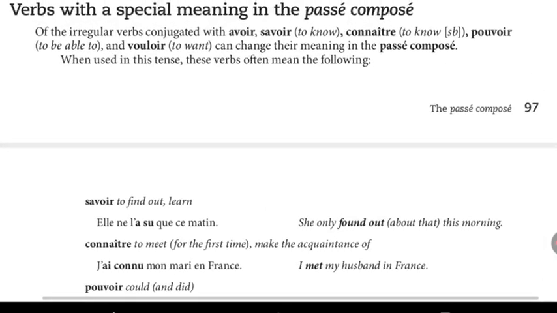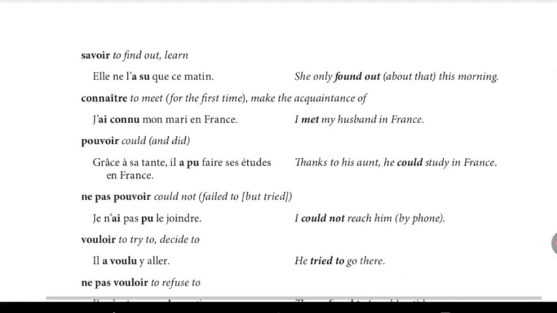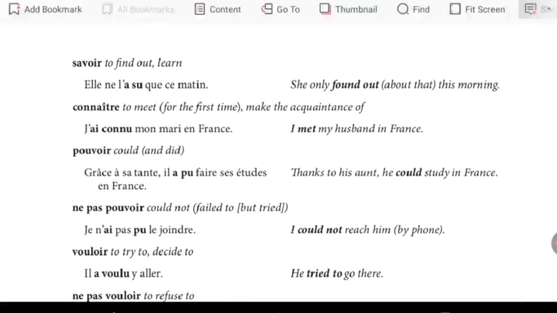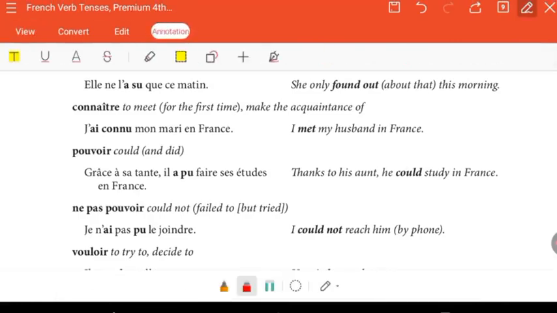Now, as you come to avoir as well, there are some verbs that have special meaning. Now, look at this list of verbs here. The verb savoir, for example, actually means to know. But when it's used in the passé composé, it means to find out. Elle l'a su ce matin, she only found out this morning. We have connaître, J'ai connu, instead of to know, it now means to meet somebody.